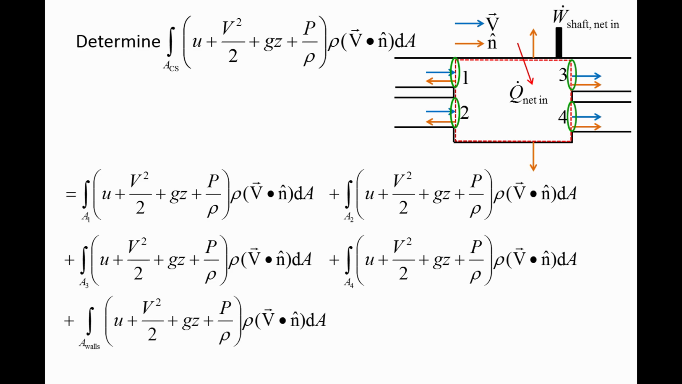The dot products can be simplified by noticing that the angle between the velocity vector and normal vectors are parallel at the inlets and outlets.